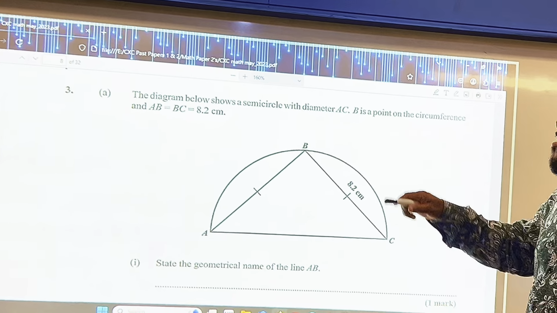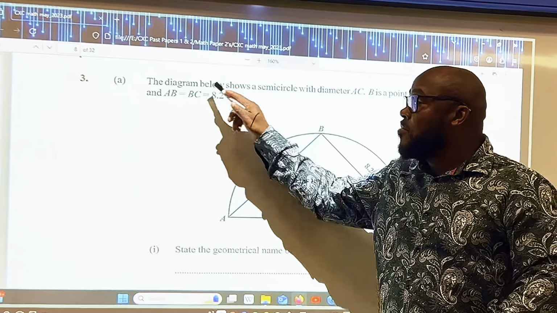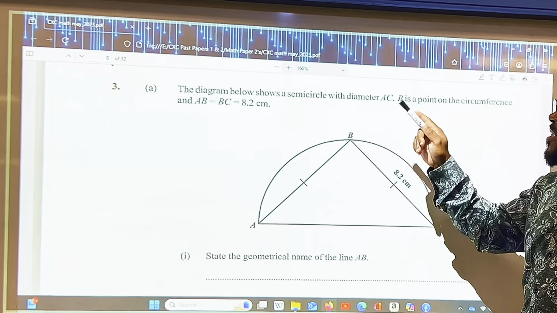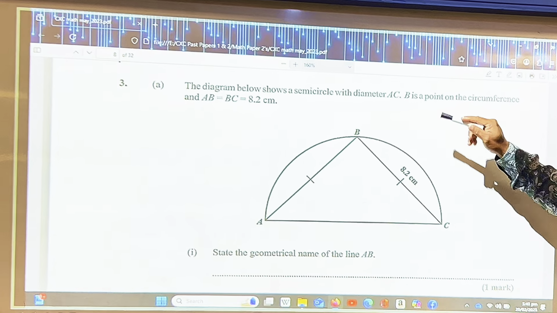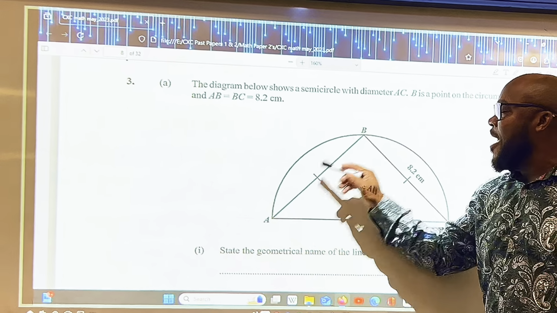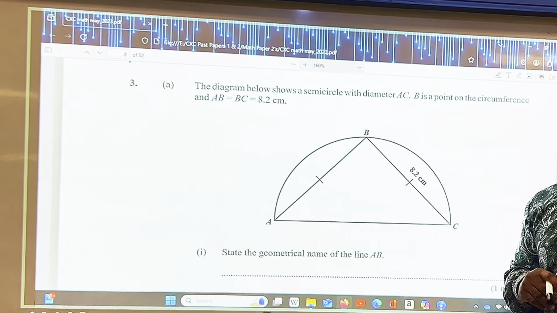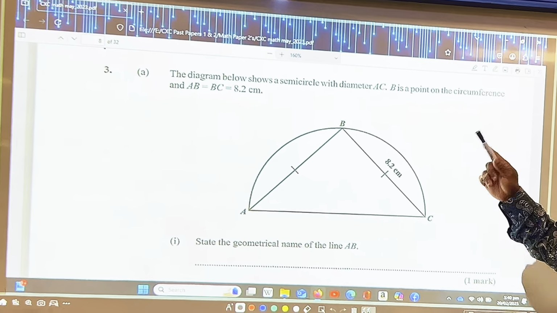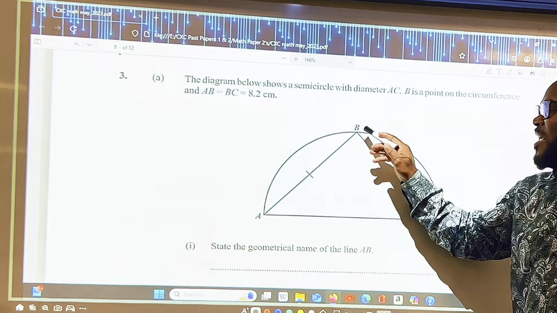Now, guys, the diagram below, let's read together. Semicircle is diameter AC. D is a point on the circumference, and AB and BC are 8.2 centimeters. Good. So based on that, looking at this shape on the inside, what shape is this?